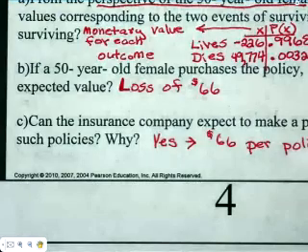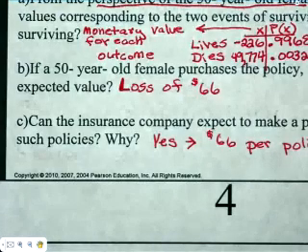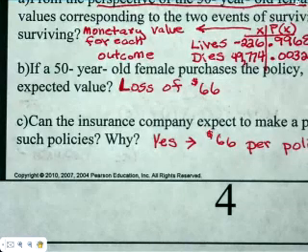So if they sell 1,000 of these policies, they're going to make $66,000. It's not bad. They're going to have to pay the families of a few women who died, but still all the $262s they collected outweighed what they paid. And that's the only way insurance can stay in business.